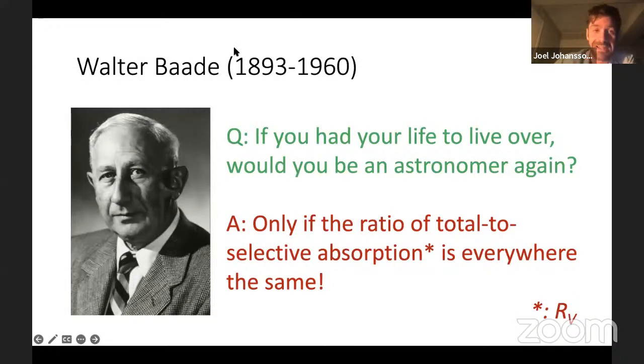So this was something that the old astronomer Walter Baade realized a long time ago. Apparently a journalist asked him towards the end of his career if he could live his life again, would he still be an astronomer? And his answer was that yes, but only if the ratio of the total to selective absorption, I mean, this RV parameter, is everywhere the same in the universe.